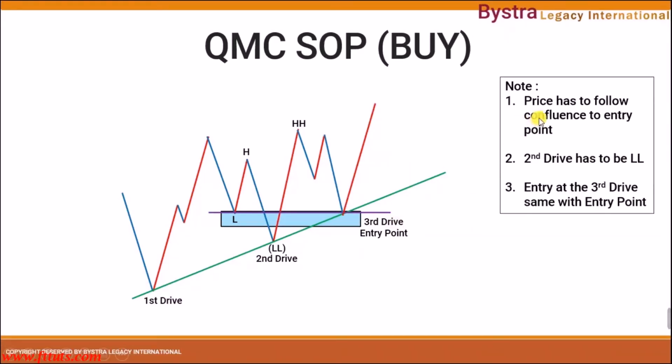So remember guys, always remember this: price has to follow the confluence to the entry point, the second drive has to be on the head of the QM, and we have to enter at the third drive, in the same area as the entry point. As I said, same as the QM sell, we do not want the price to linger here too much and then go way past the confluence and the entry point.